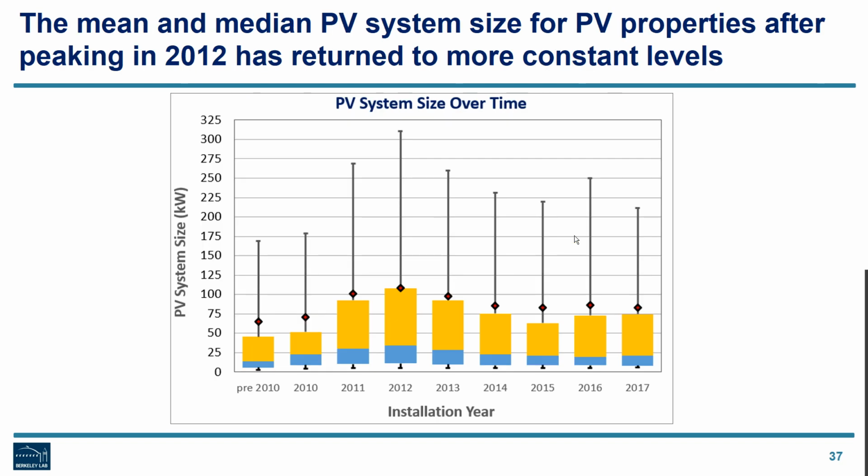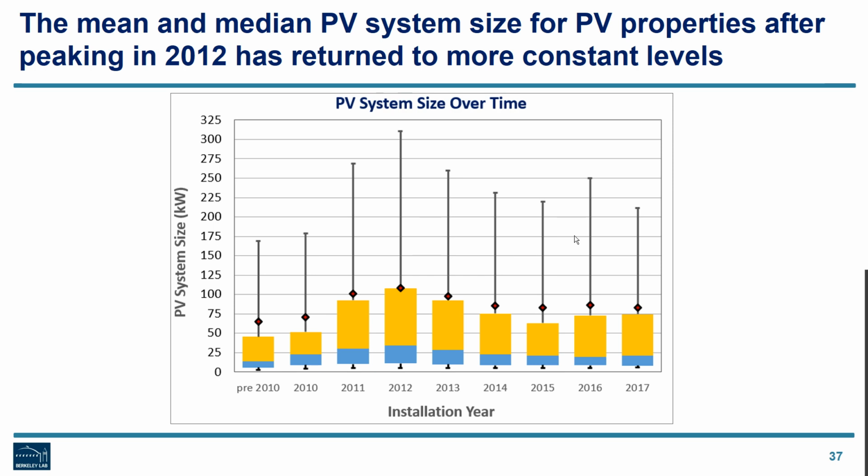This PV system size shows that trend over time. You can see it peaked in 2012 and then has effectively leveled out in the last 4 years. Now, this is, again, a sign that we weren't expecting. We thought we would see smaller and smaller system sizes over time. We might in the future. We just are not seeing it now.